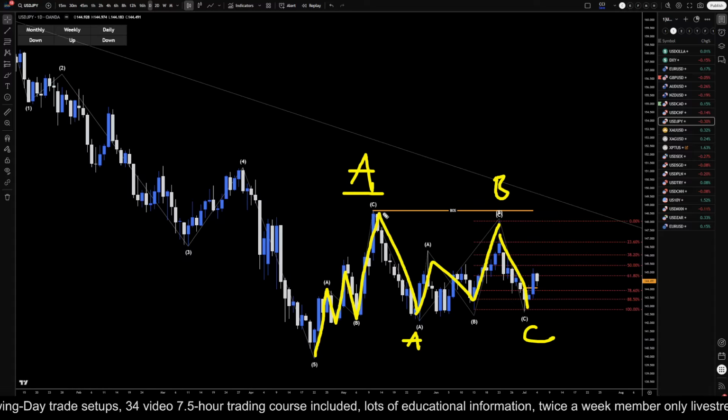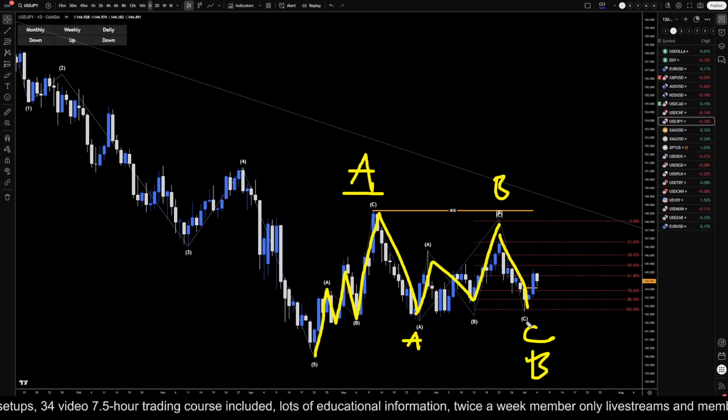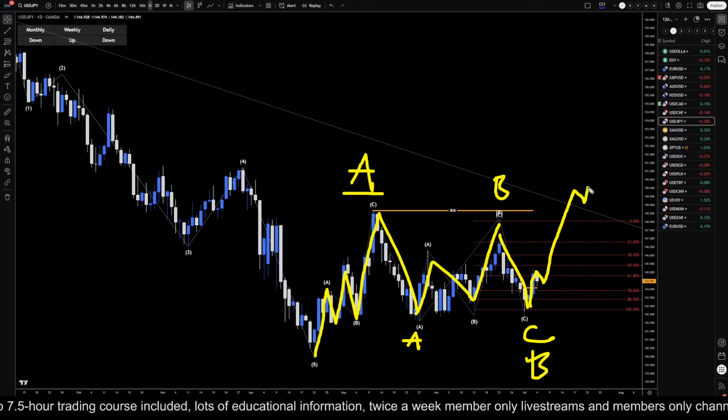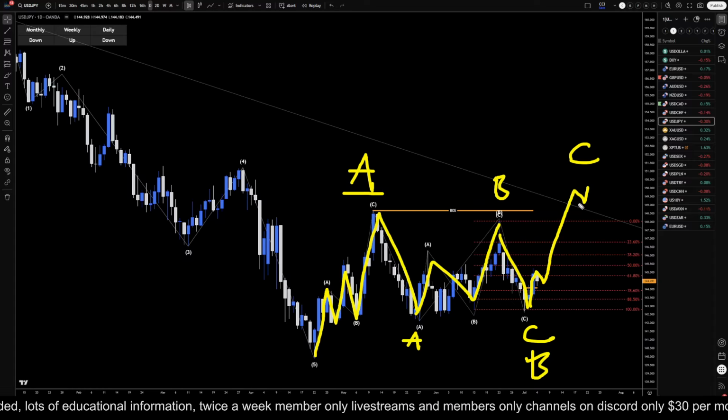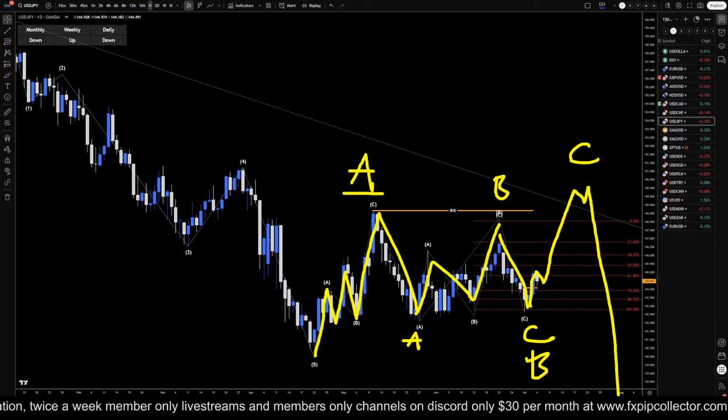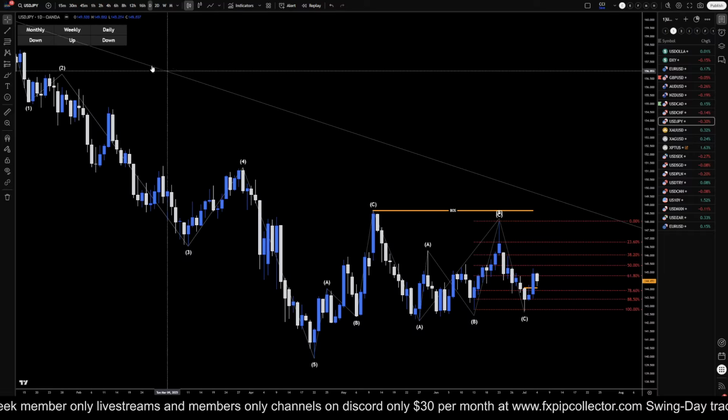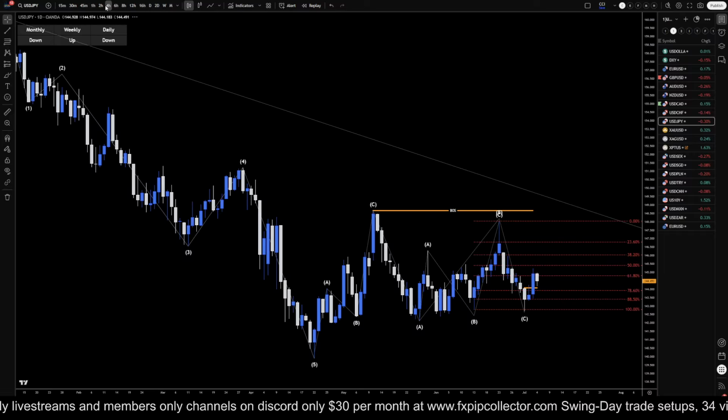So we got the big wave A, we got an A, B, C of B, and likely we are now going up for 5 waves of C, which will likely make a lower high on that weekly time frame I just showed you before it ends up continuing the downtrend. So it definitely seems pretty clear that we are already in this wave C.